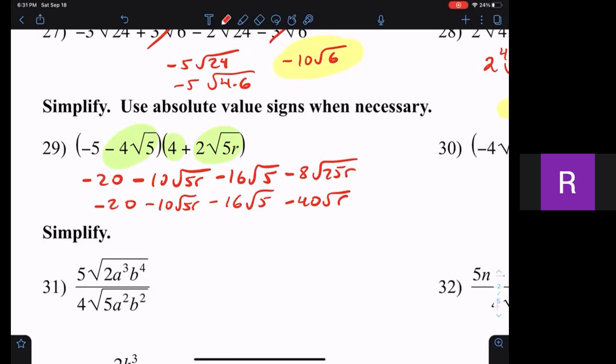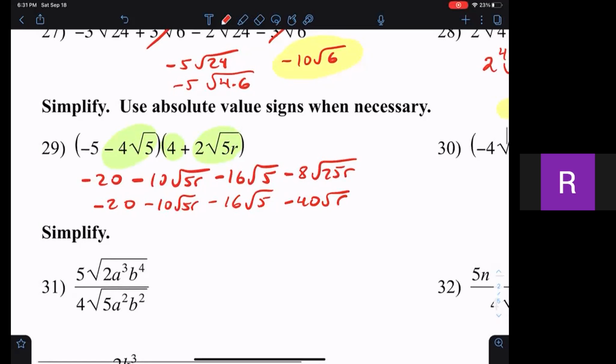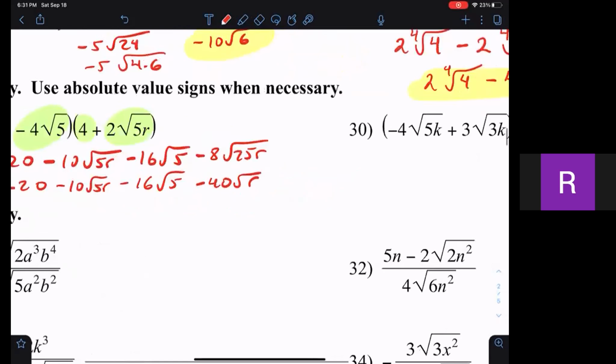Okay. Can I combine anything? No, that's it. That's the answer. Okay. Yeah, that's it. Okay, next.